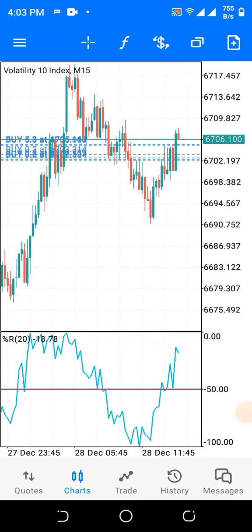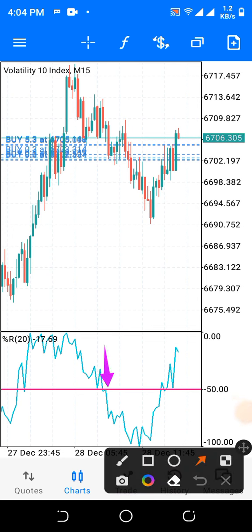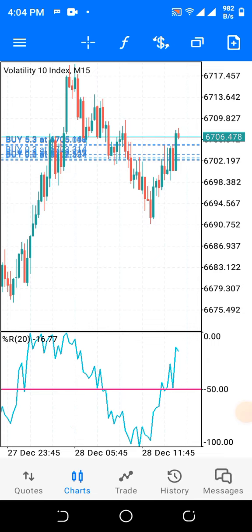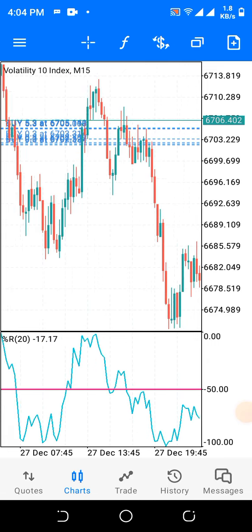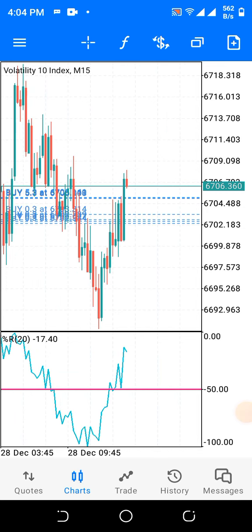Now I was on sell here. I was on sell here when the WPR crossed this. I sold here. So right now it crosses here, so I am on buy. Do you understand? So this is it. I am on buy because it crosses this mark line.